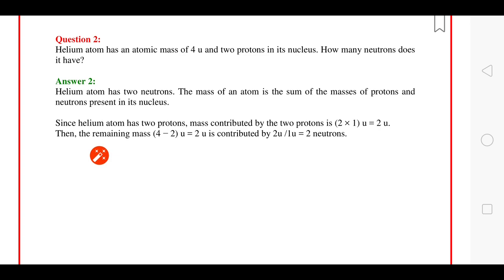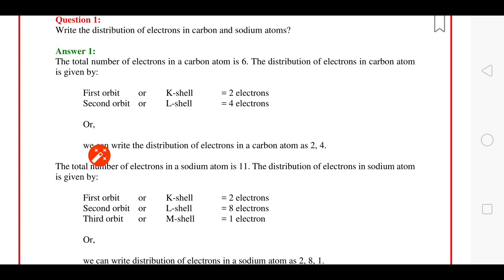The mass of an atom is the sum of the masses of the protons, as we know, and neutrons present in its nucleus. Since helium atom has 2 protons, mass contributed by the 2 protons is equal to 2 into 1, 2 unit. Then the remaining mass 4 minus 2 unit, that is 2 unit, is contributed by neutrons. So the number of neutrons helium has is 2. Let's move on to another question.